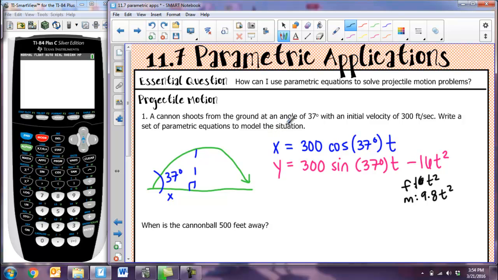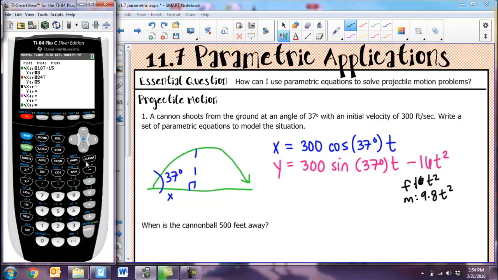Then they're going to ask you things about it, and I want to make sure I can get a graph. So I'm going to take my calculator and put these into x1 and y1, x2. Okay, there we go. Now I'm going to type these in. 300 cosine. The one thing I have to notice here is that I'm in degrees, so I need to go back to my mode and make sure I've put myself back into degrees instead of radians. So 37 now. Now I feel safe. Then I'm going to make sure I close my parentheses and then multiply by the t. And then same here for the sine.